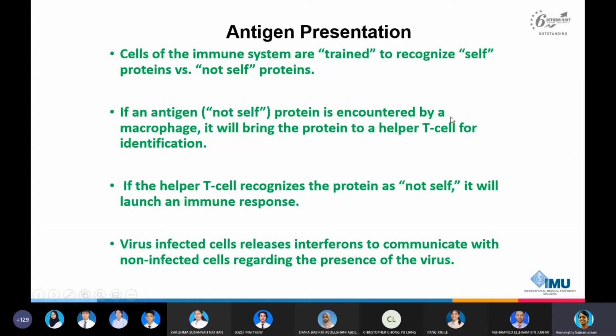So we have touched on this. Virus-infected cells will release interferons to communicate with non-infected cells present on the virus. Generally, interferons are signaling molecules or signaling proteins. They will be released by the host cells.